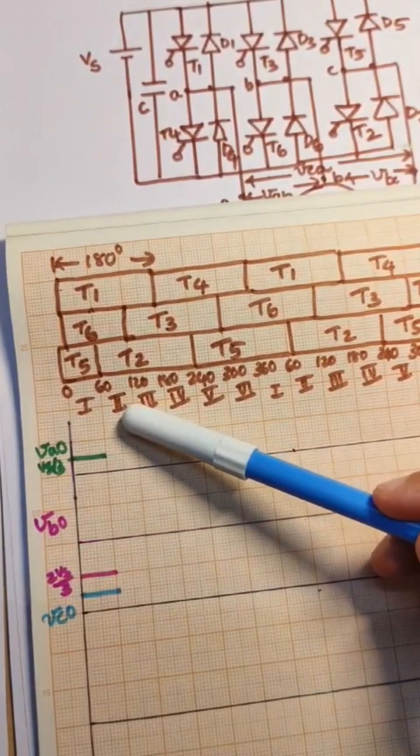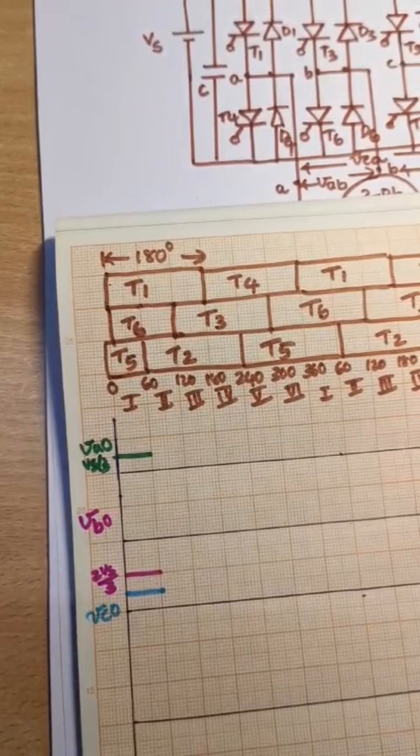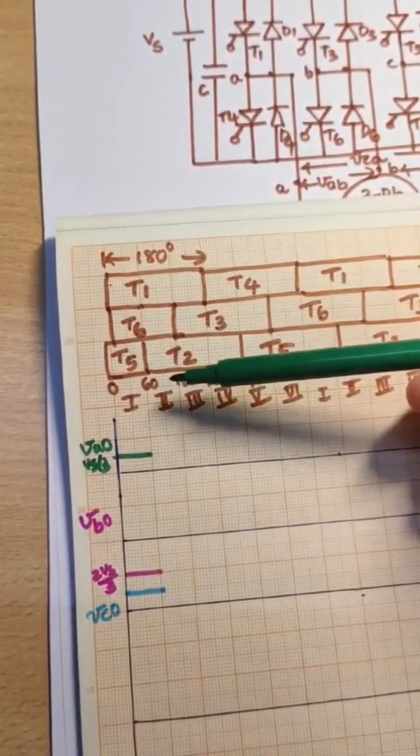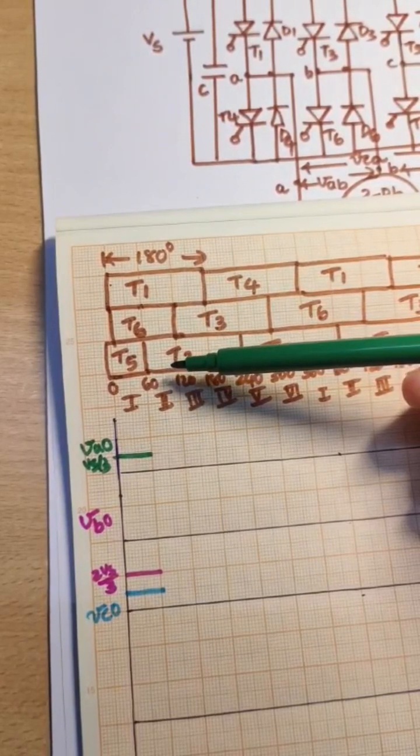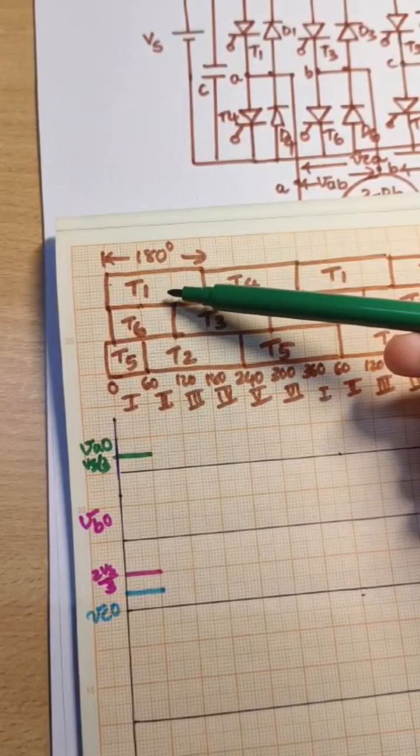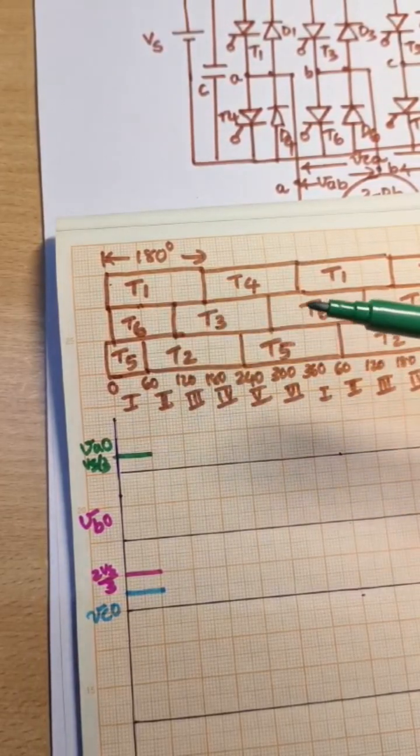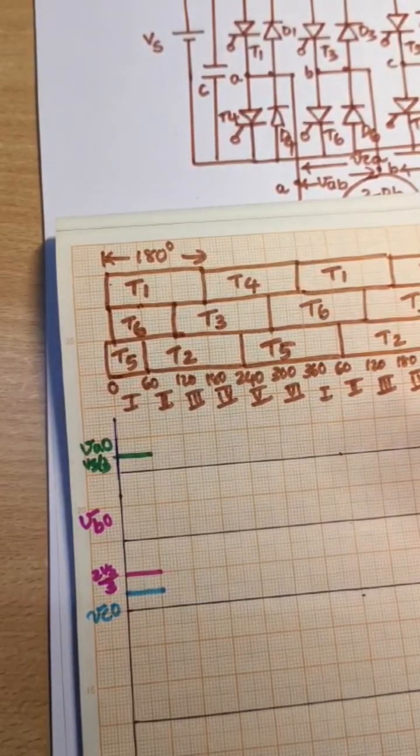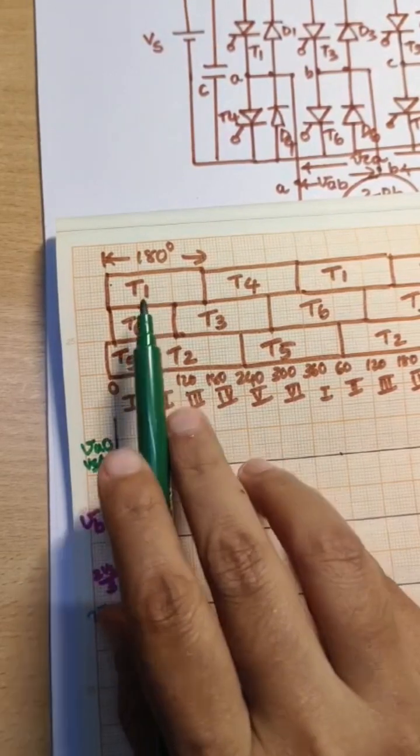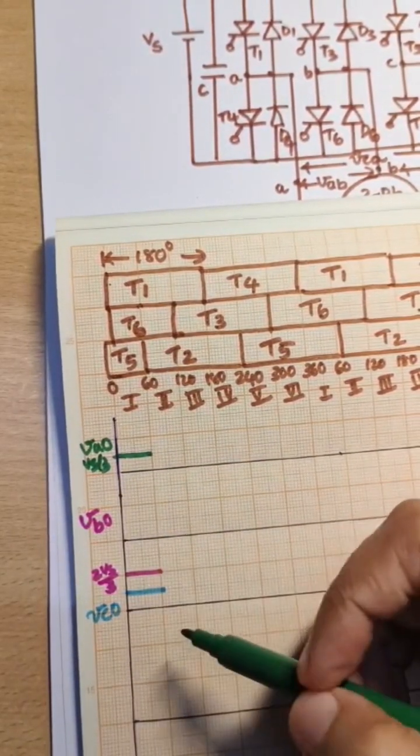Similarly, we need to find the voltage levels for step 2. To find step 2, we need to check the conduction elements. Here for step 2, 2, 6, 1 are the elements in conduction. In order, we can say 6, 1 and 2 are the elements in conduction. So from 60 degree to 120 degree, these are the elements in conduction. We need to find the voltage levels.